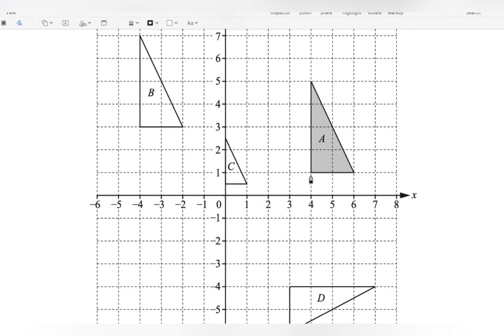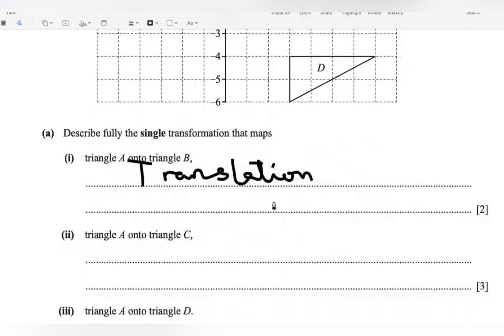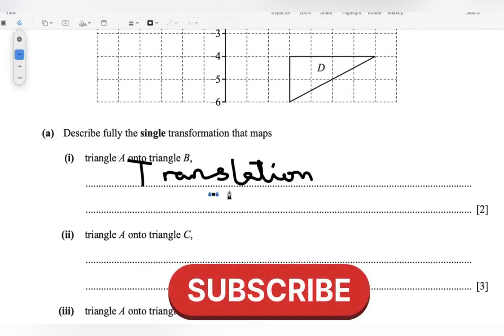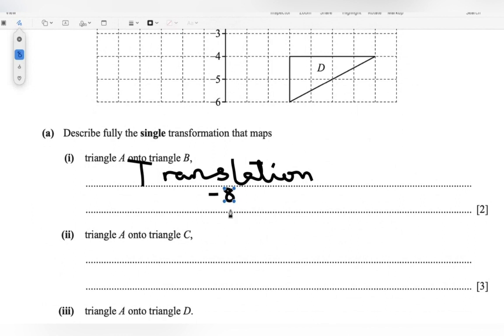The X is, we count: 1, 2, 3, 4, 5, 6, 7, 8. See? It has moved 8 times to the left. So the vector will be negative 8. You write the column vector: negative 8 and 2 for the Y side of the vector. So we write the column vector that translated triangle A onto B. So when you write translation and you write the vector, you will get your 2 marks. Is that okay? The column vector.